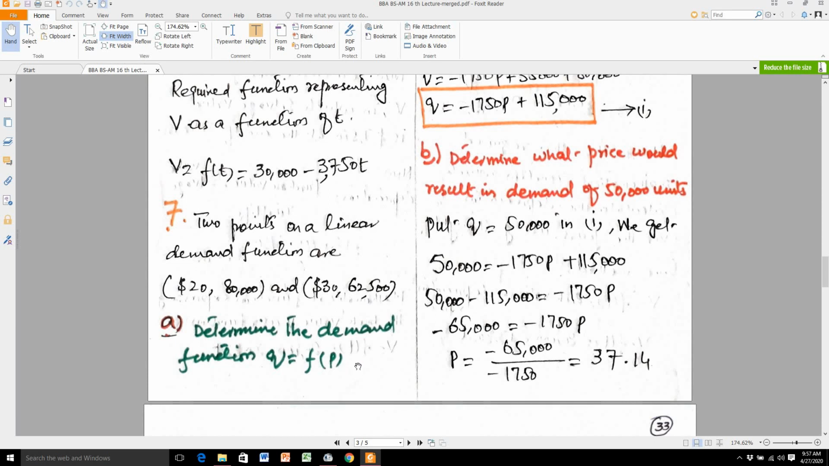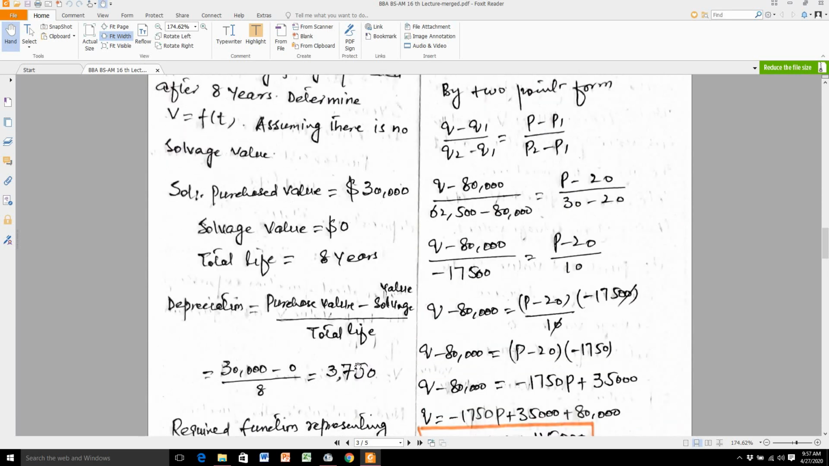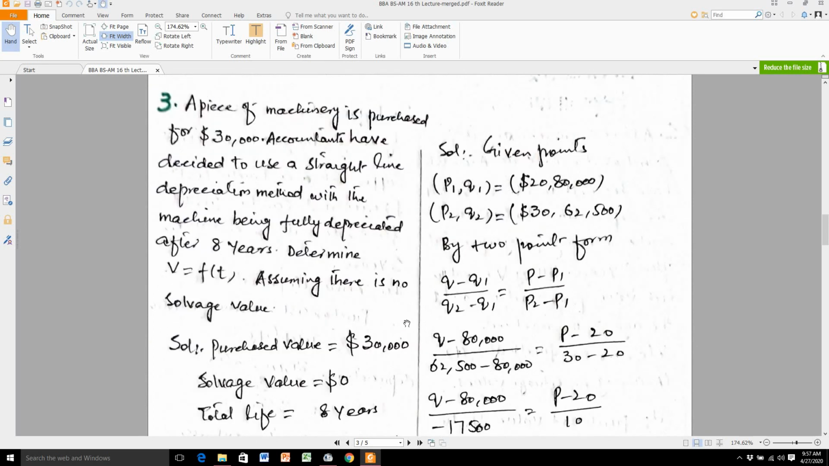It is a price function. So you see here, the given points are named as such because the first value is representing the price, and the second value is representing the demand. So I am writing here P1, Q1. P1 represents the first price and Q1 represents the first demand. Here $20 and 80,000. Then P2, Q2 is equal to $30, and against it the demand is 62,500.